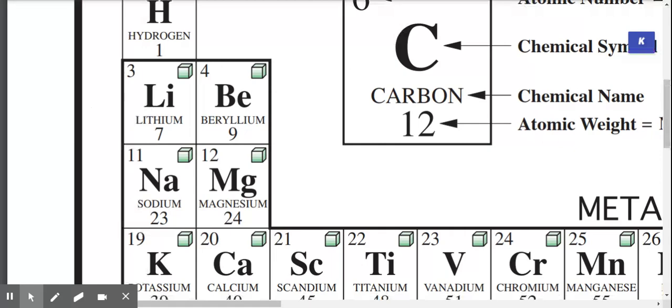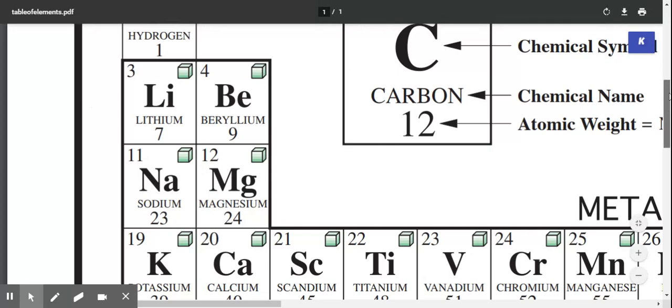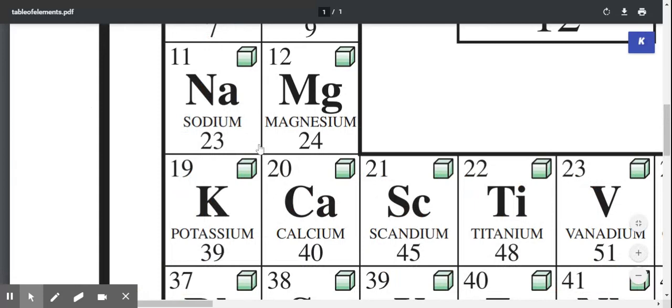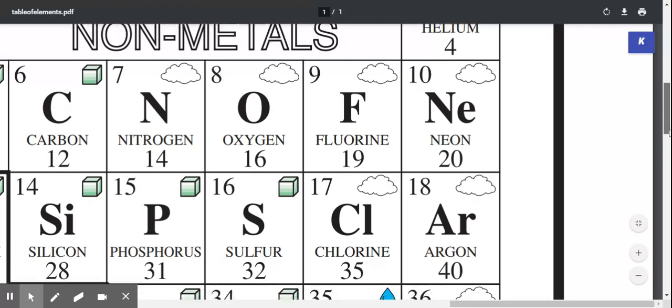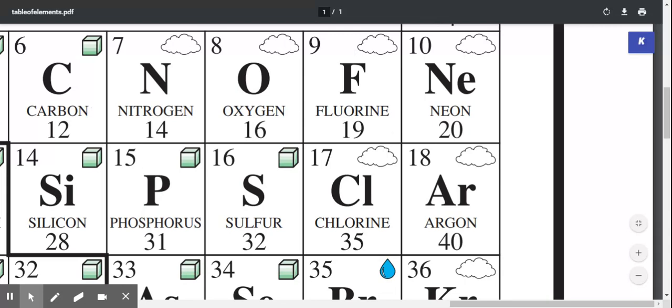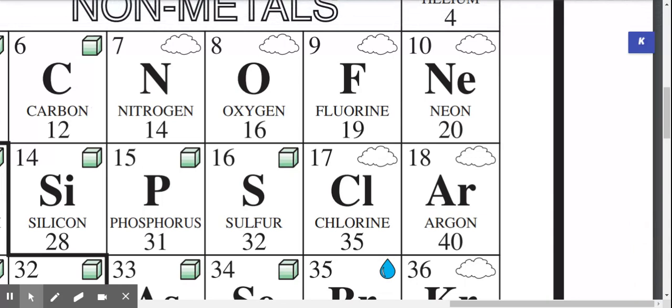Try magnesium. How many protons, electrons, and neutrons? Try sodium. How many protons, electrons, and neutrons? Let's try potassium. How many protons, electrons, and neutrons? Let's go across on the other side. How about fluorine? How many protons, electrons, and neutrons? Finally, argon. How many protons, electrons, and neutrons?